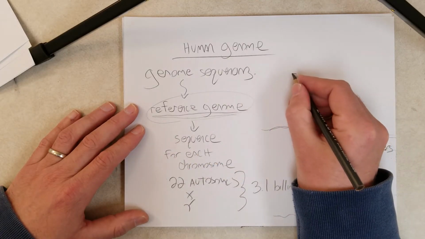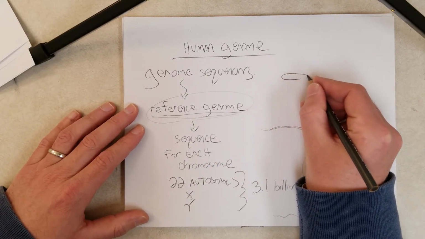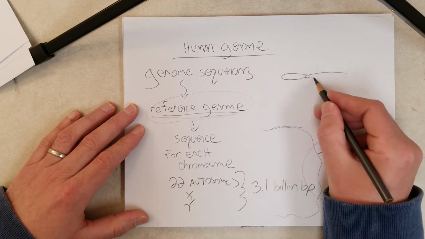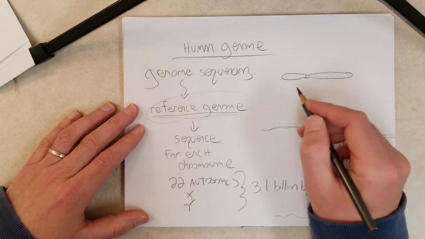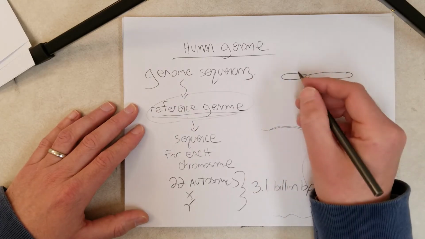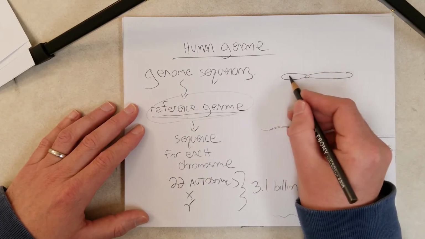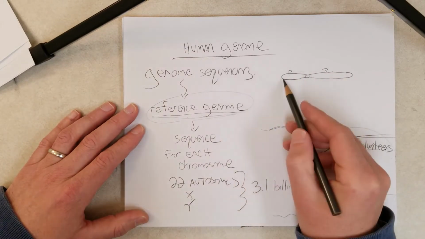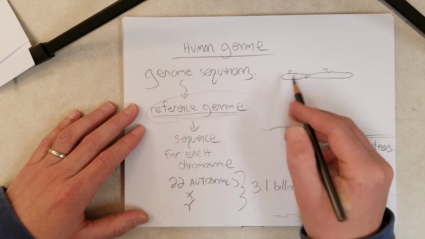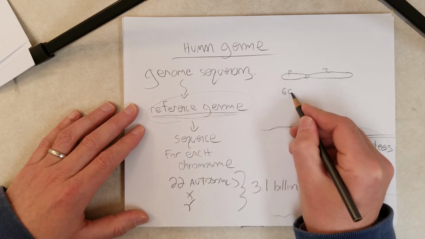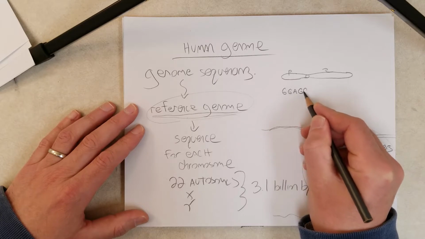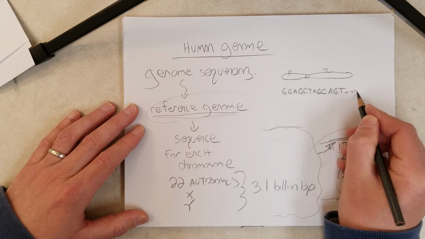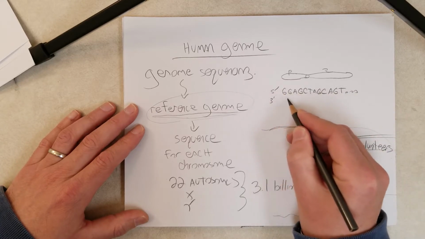Now, when a group of scientists sequences a genome and establishes a reference genome for a species, let's say this is a chromosome, this is the P arm, this is the Q arm, and let's say, ignoring the telomere repeats, this sequence starts with something like this. I'm just going to make up some bases here, and let's say that's a 5' end, 3' end here.